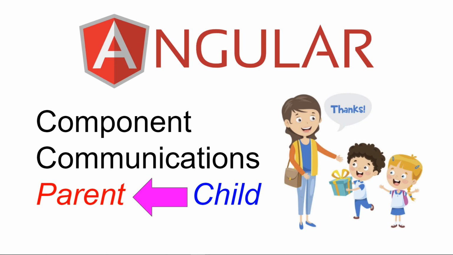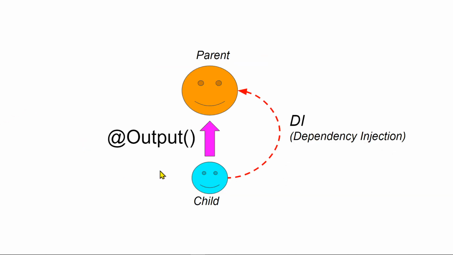In this course, we'll be talking about component communications from the child to the parent. So in this diagram, you see that the child can pass data to the parent through the output directive via the template, or it can also use the DI, or dependency injection, to pass data. But in this video, we're just going to be doing the output directive.